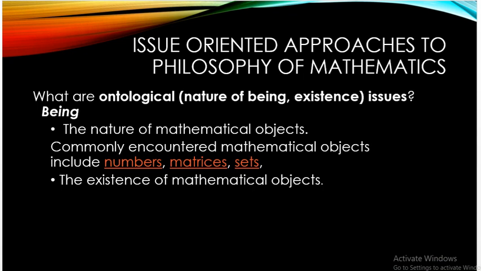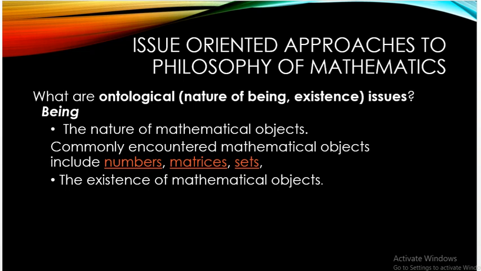First of all, we will discuss issues-oriented approaches to philosophy of mathematics. First, the issue-oriented approach towards mathematics is ontology. What ontology means is nature of being or existence. We can say issues of being. In simple words, how anything or any object came into existence, कोई चीज़ किस तरह से मौजूद है, इसको हम कहते हैं ontology, the nature of mathematical objects.